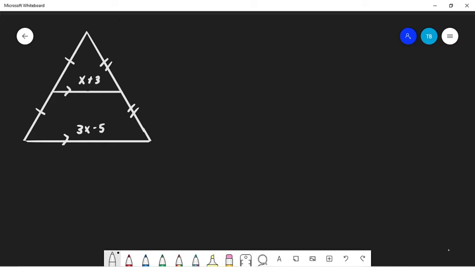Now remember again that the relationship between these two segments is this. The third side of the triangle is double the length of the midsegment. So we can say that 2 times the midsegment, which is represented with the expression x plus 3, is equal to the length of the third side, 3x minus 5. So now we've just got a simple algebraic equation. We'll do some simplifying and we'll solve for x.